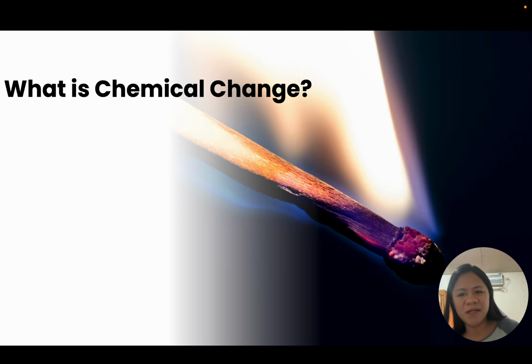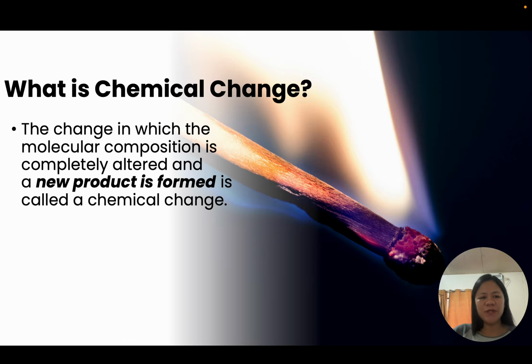Now, what is chemical change? A change in which the molecular composition is completely altered and a new product is formed. So once we have our new product, it will be considered a chemical change. It reveals that a chemical change cannot be reversed by altering the experimental conditions, just like what we can do with a physical change.